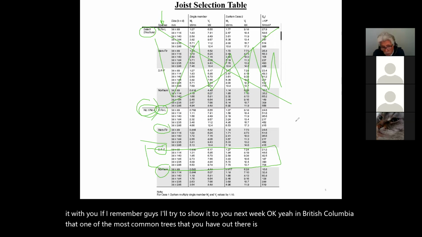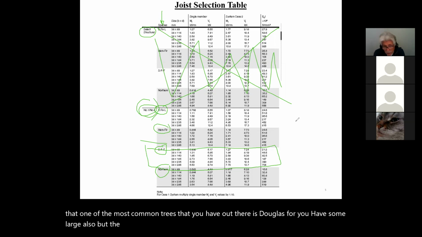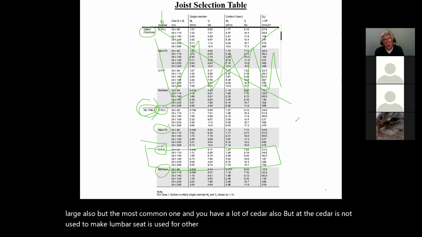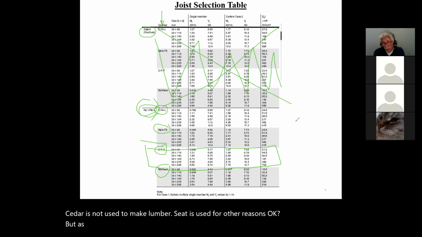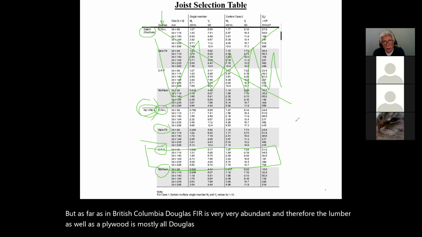You have some larch also, and you have a lot of cedar also. But cedar is not used to make lumber. Cedar is used for other reasons. As far as British Columbia, Douglas fir is very, very abundant, and therefore the lumber as well as the plywood is mostly all Douglas fir. Okay, thank you. That's why.